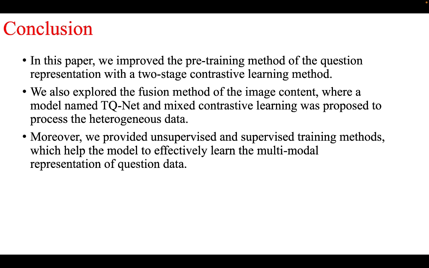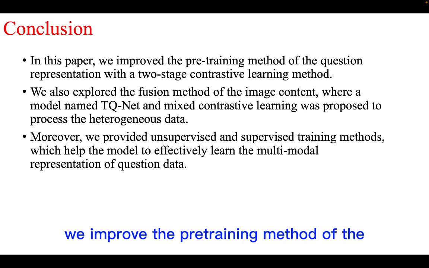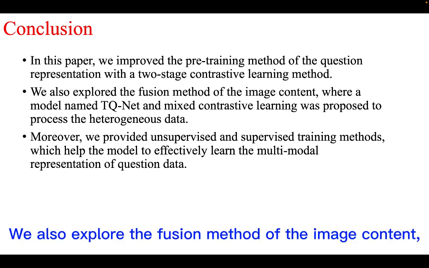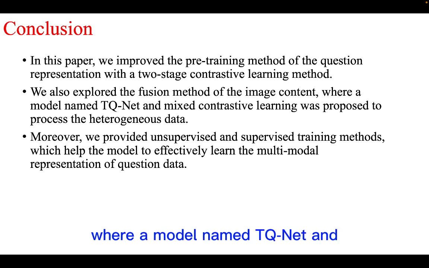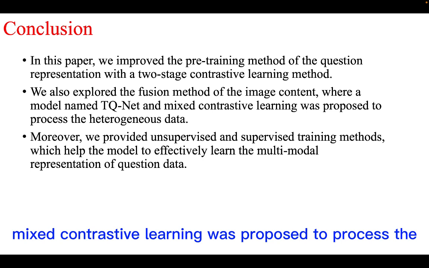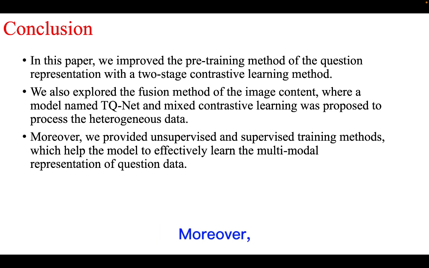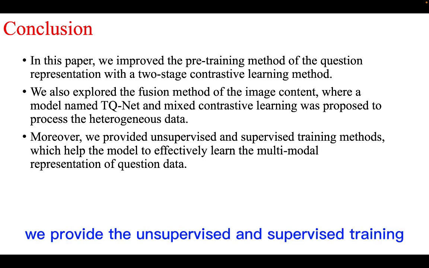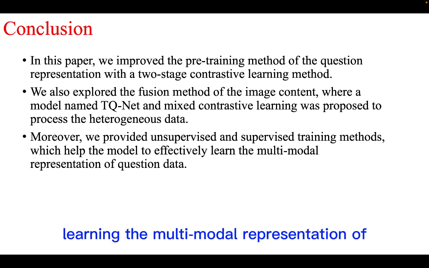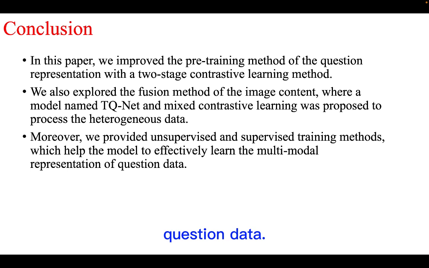In this paper, we improved the pre-training method of the previous text-only representation with a two-stage contrastive learning method. We also explored the fusion method of the image content, where a model named TQNet and mixed contrastive learning were proposed to process the heterogeneous data. Moreover, we provide unsupervised and supervised training methods, which help the model to effectively learn the multimodal representation of question data.